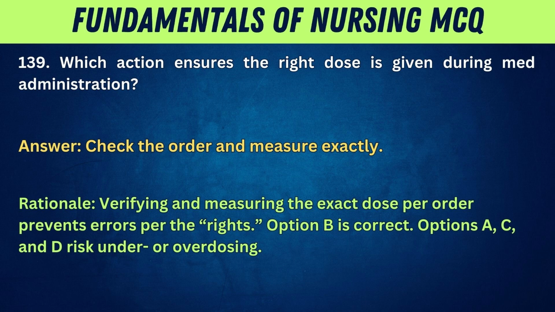Rationale. Verifying and measuring the exact dose per order prevents errors per the rights. Option B is correct. Options A, C, and D risk under or overdosing.